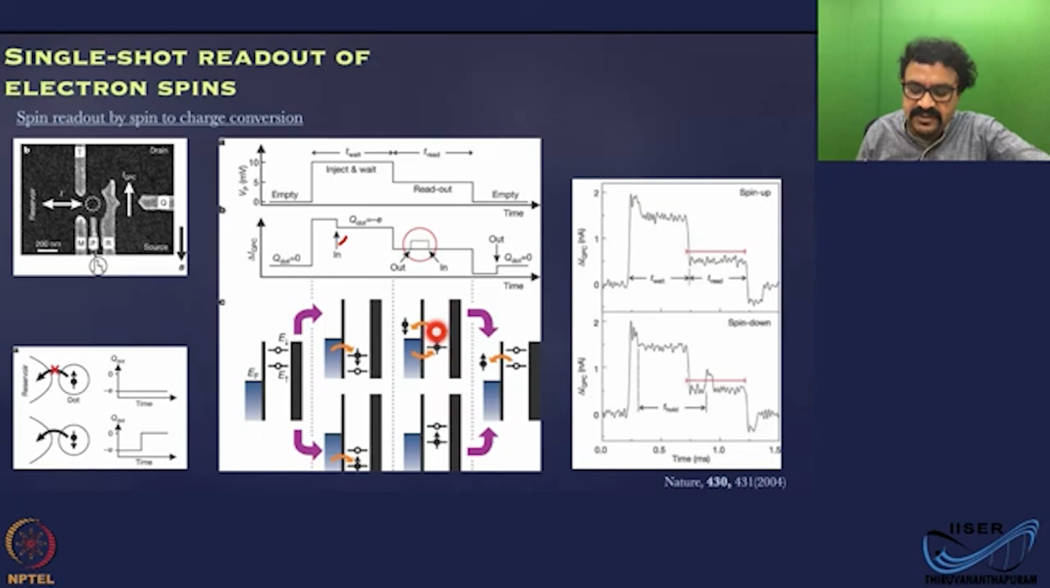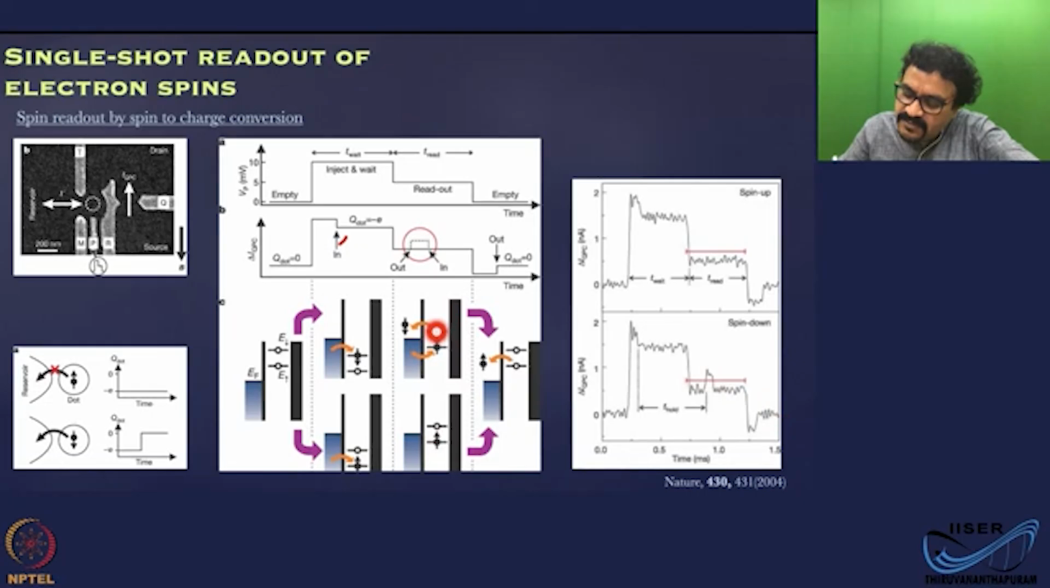So now what you have done is, depending on the spin, if the spin was down, then you will get a signal here. If the spin was up, you will get a signal here. You are just measuring the charge and you are detecting the spin now. That's what you are doing. This is your cycle. Once you do that, you know what is the spin state of the dot. If the spin was up, you will get this small thing here. If the spin was down, you get this one here.